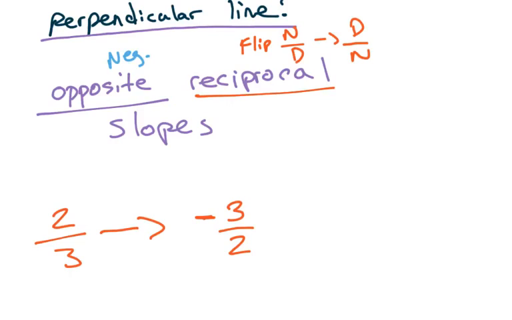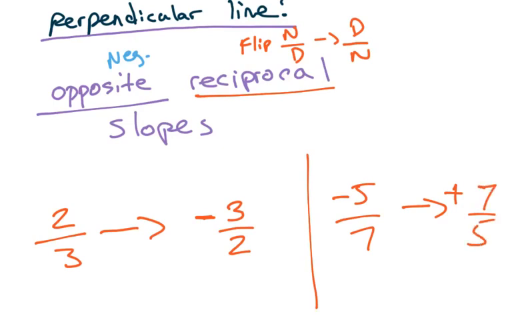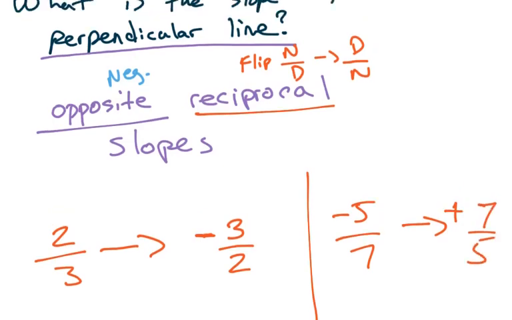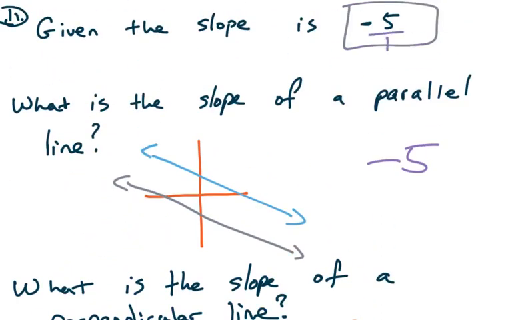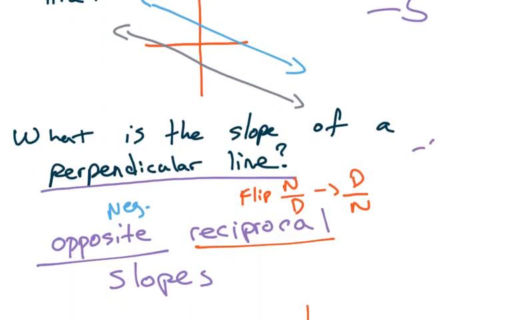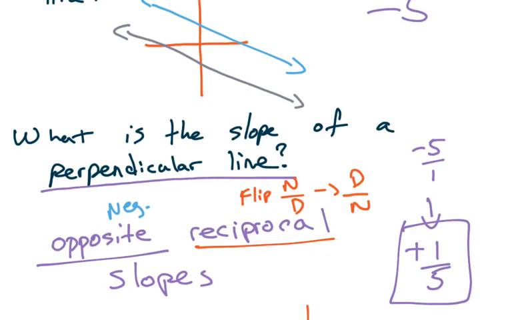So negative 3/2. Another example would be if I had a slope of negative 5/7, then I would change the sign, which actually means I'm negating it, right? So a negative negative becomes a positive, and then you flip. Okay? In our particular example, we are given a slope of negative 5, which is negative 5/1. So if I have a slope of negative 5/1, I'm going to change the sign. So now this is positive, and then I'm going to flip it, 1/5. Okay, numerator and denominator change position. That's all there is to it.